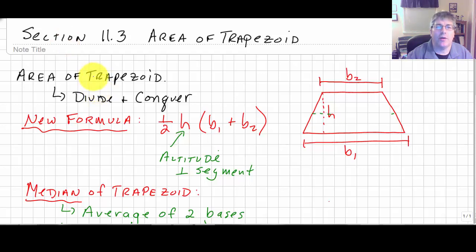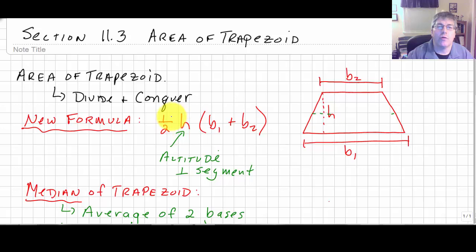So, the area of a trapezoid. It's possible that you have already found the areas of trapezoids by dividing and conquering. Maybe you found the area of the triangle on either side, the rectangle in the middle, and added those three up to find the area of the trapezoid. A good method. It works. However, we want to extend our education, and there is actually a formula for finding the area of a trapezoid. Not just an isosceles trapezoid, but any trapezoid.